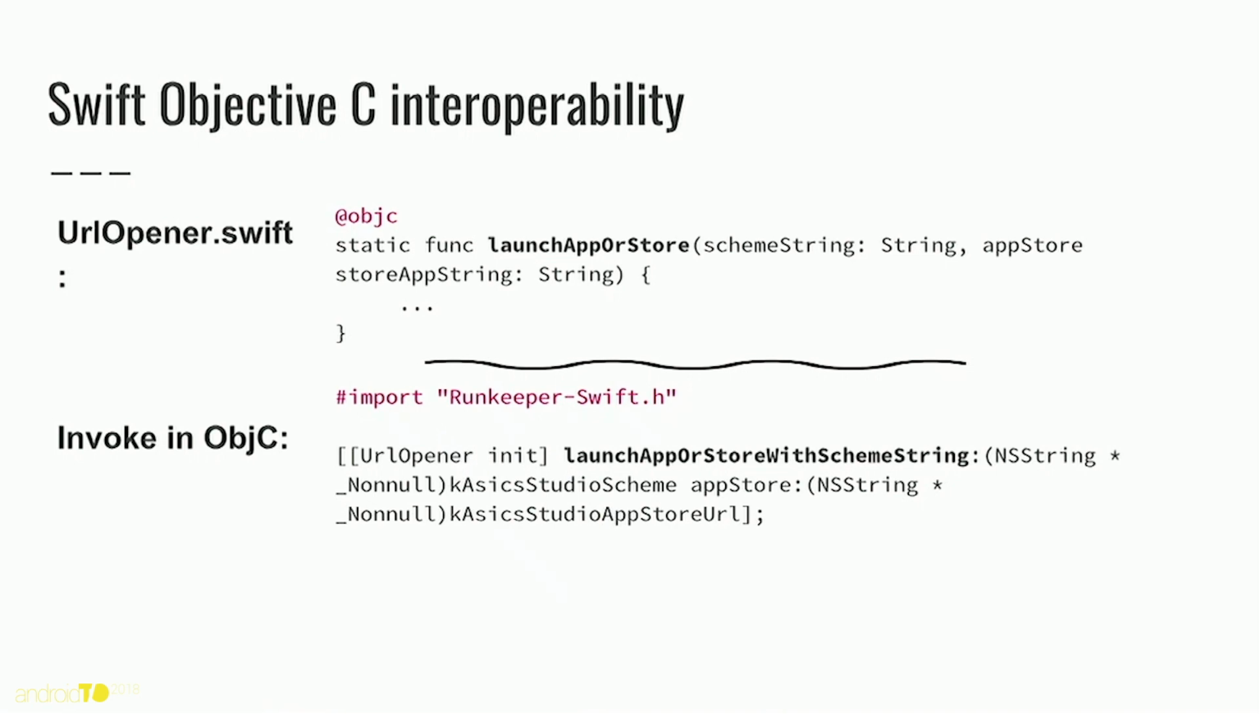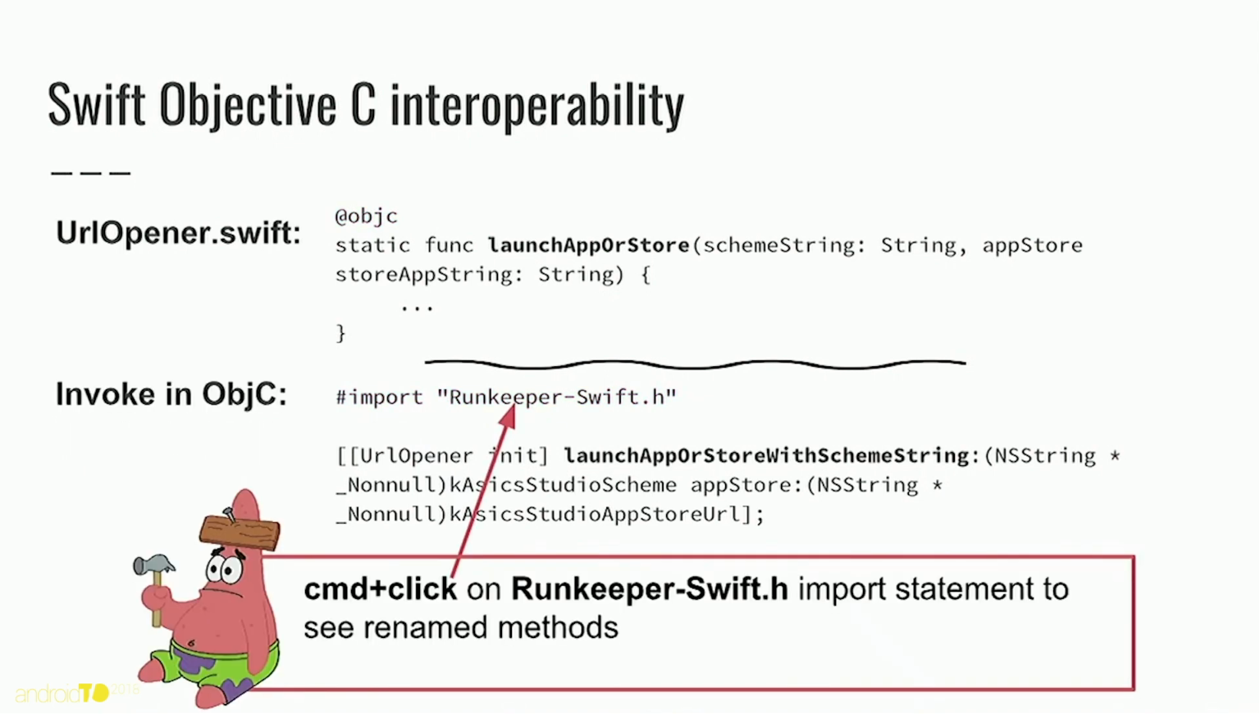Like, you can sort of guess, but if you want to know for sure, you'll need to wait 20 minutes for Xcode to finish indexing, and then you can open up the runkeeper-swift.h file. You can't actually open that file directly, but pro tip, if you command click on any of the import statements for runkeeper-swift.h that you have lying around, you'll see the list of what all the Swift methods got renamed to.